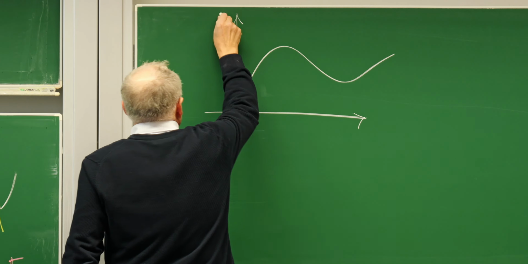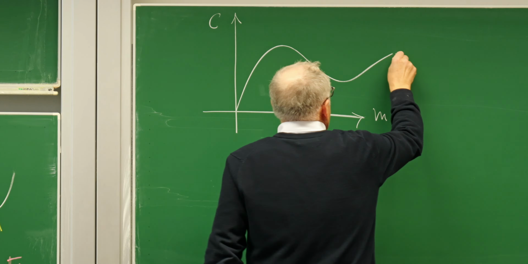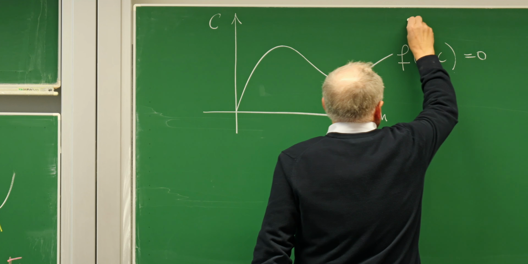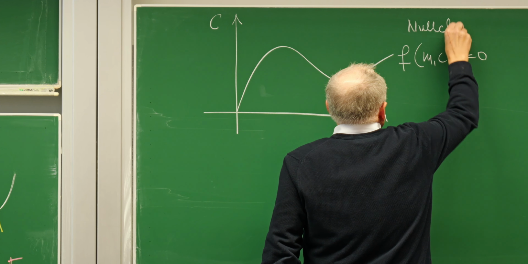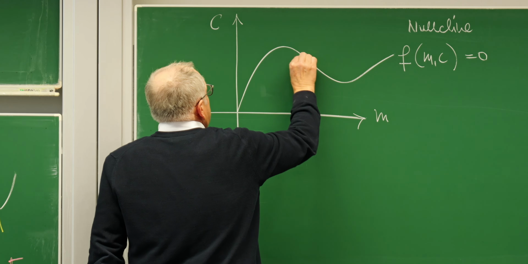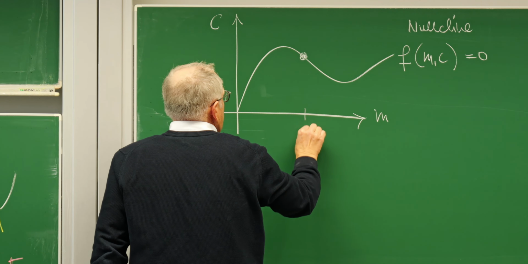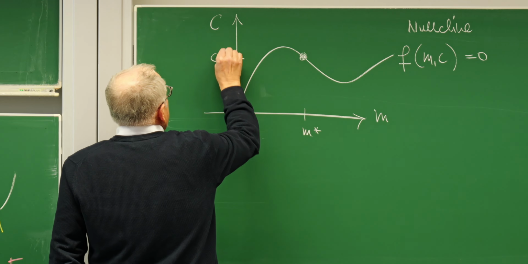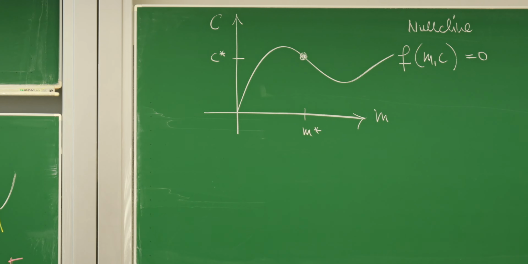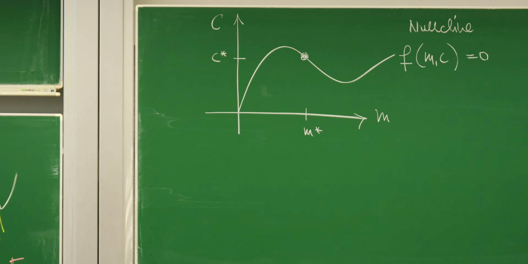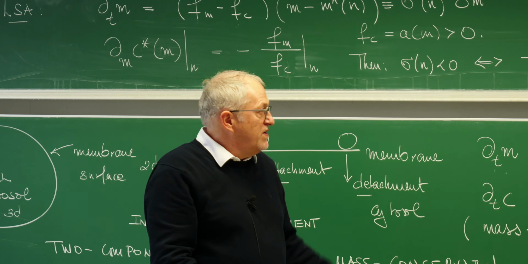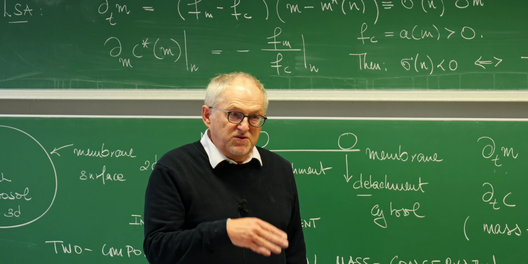So here we have C, here we have M, here we have M of M and C equal to 0. That's our Nullcline. And let's say we do have a point somewhere here, which is M star and C star. That's a fixed point. So I showed you I can do linear stability analysis by just projecting it to the mass-conserving plane with M plus C equals N.